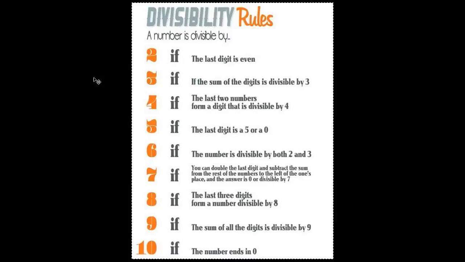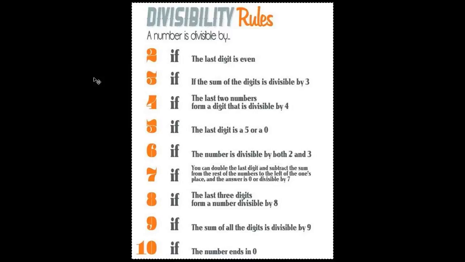A number is divisible by 4 if the last 2 digits form a number that's divisible by 4. If the last digit is a 5 or a 0, it's divisible by 5. If the number is divisible by both 2 and 3, then it's divisible by 6. And 7's quite a jump. It's more of a long division sort of check, but as you see, you can double the last digit and subtract the sum from the rest of the numbers to the left of the ones place, and the answer is 0, or divisible by 7.